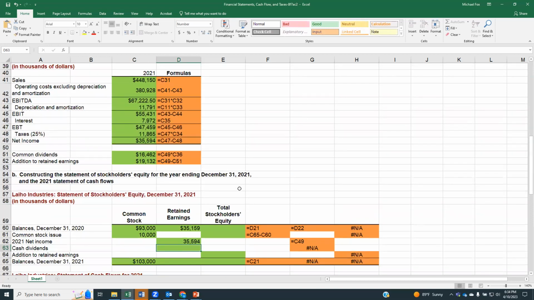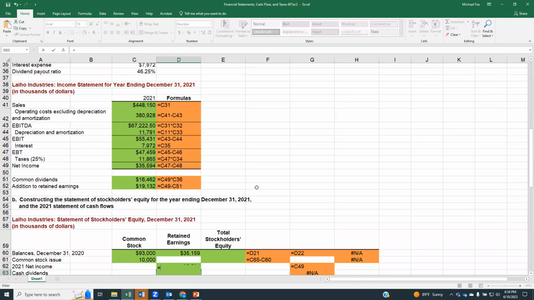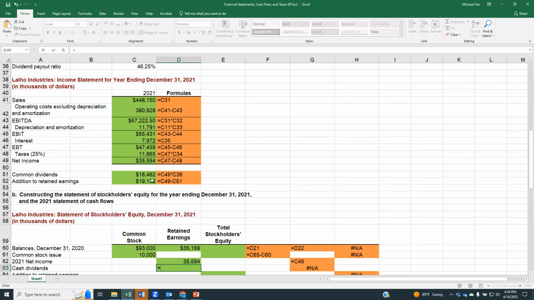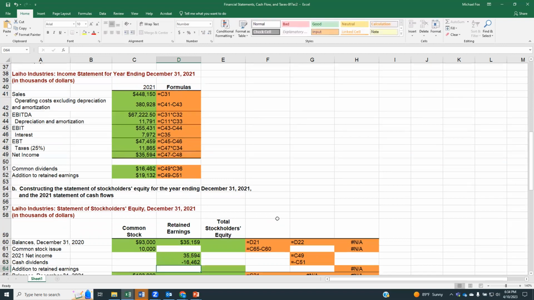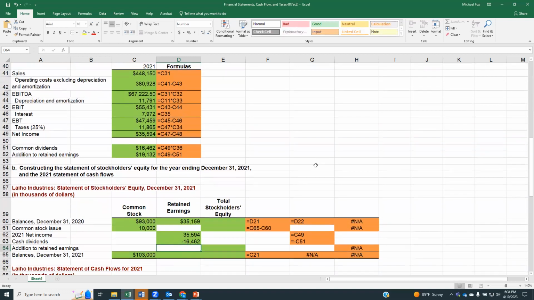And then my cash dividends, that's the amount we paid out in dividends. I'm going to say equal, and I'm going to click on these dividends. Although here we've shown them as a positive amount, for our statement of stockholders' equity, I'm going to show them as a negative. So I'm just going to put a negative in front of that C51. Because dividends are being paid out to the owners, they reduce the retained earnings of the business.